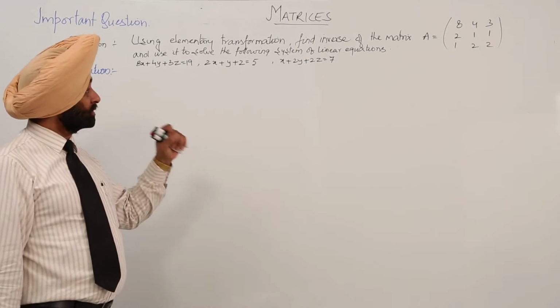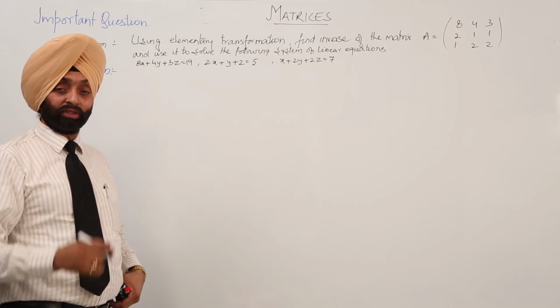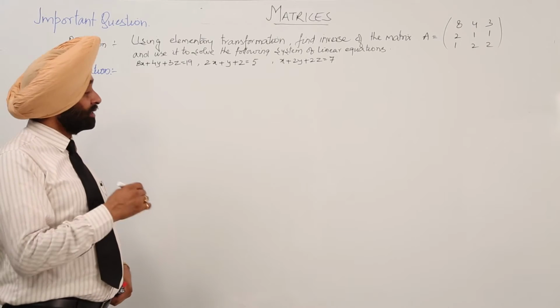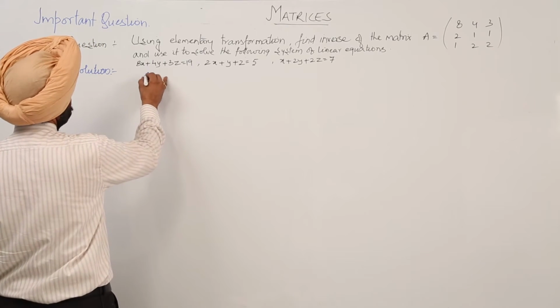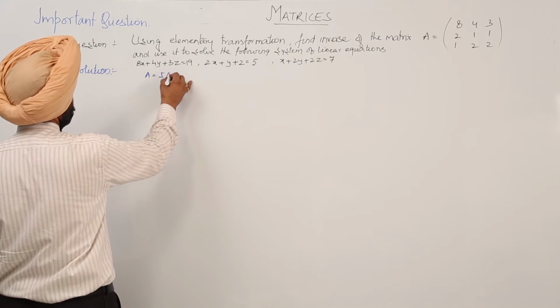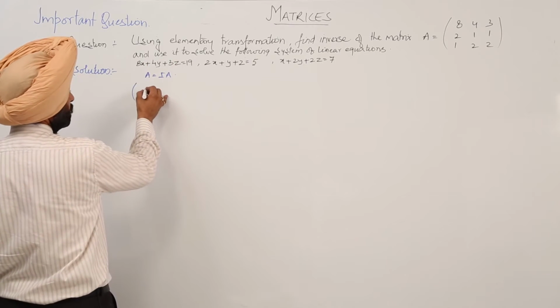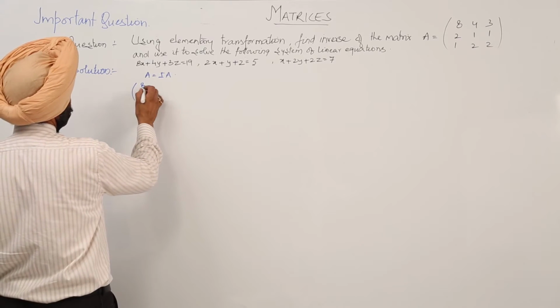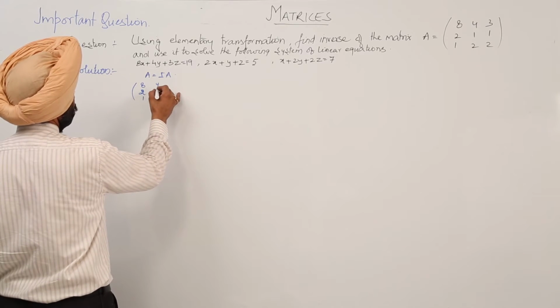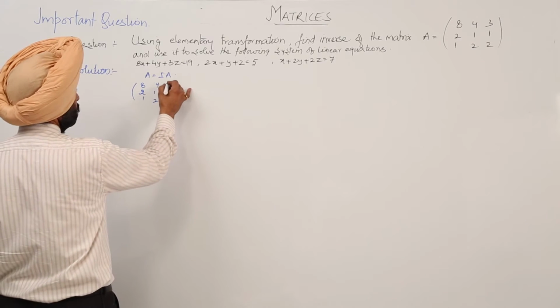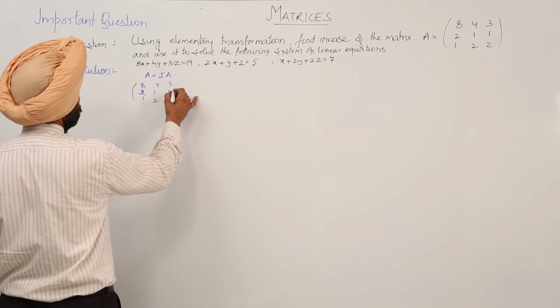We have to go for this question to find the inverse by elementary operations, and then we have to solve the equations. Now, it is 8 2 1, 4 1 2 and 3 1 2.